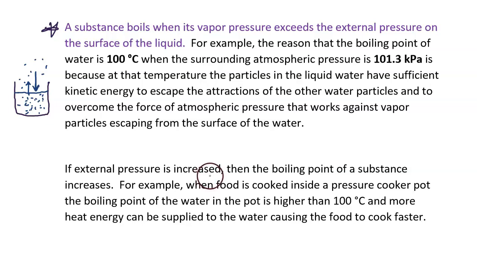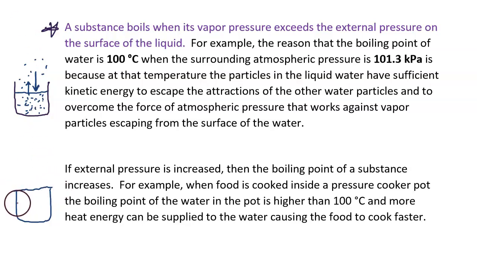For example, when food is cooked inside a pressure cooker pot, the boiling point of the water in the pot is higher than 100 degrees Celsius, and more heat energy can be supplied to the water, which causes the food to cook faster. Let me draw a sketch of this idea. Here is the pressure cooker pot, and it's going to have a lid which can be screwed on very tightly so that no vapor can escape from that pot.